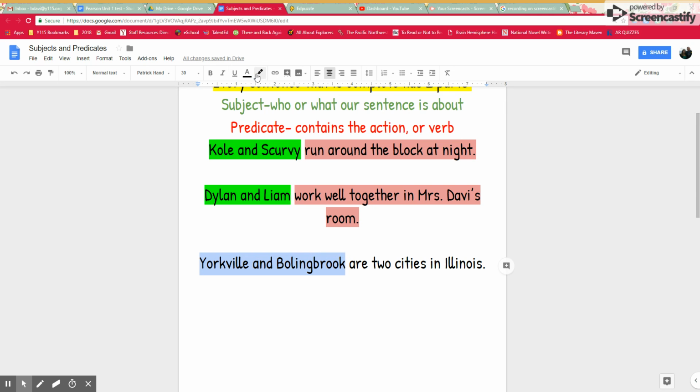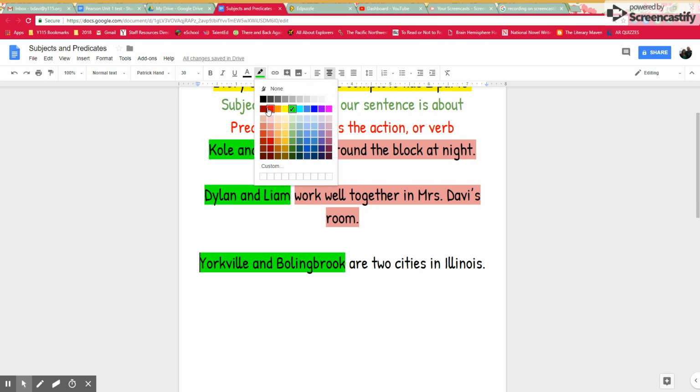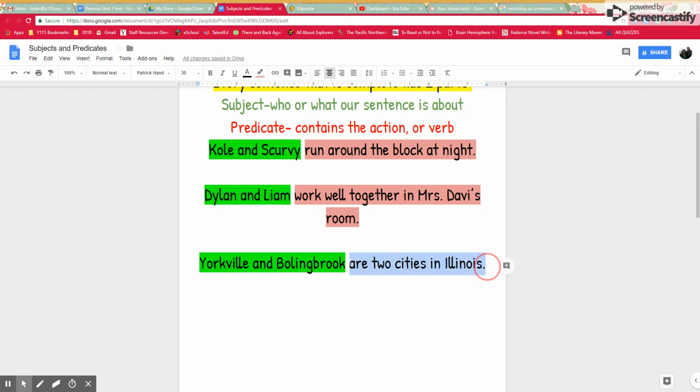Yorkville and Bolingbrook are going to be the subject in the sentence. Now I have to look here and say, okay, my predicate wants me to look for the action, the verb, or what the subject is talking about. So I'm going to take a look here and notice: what are Yorkville and Bolingbrook? They are two cities in Illinois. That's my predicate.